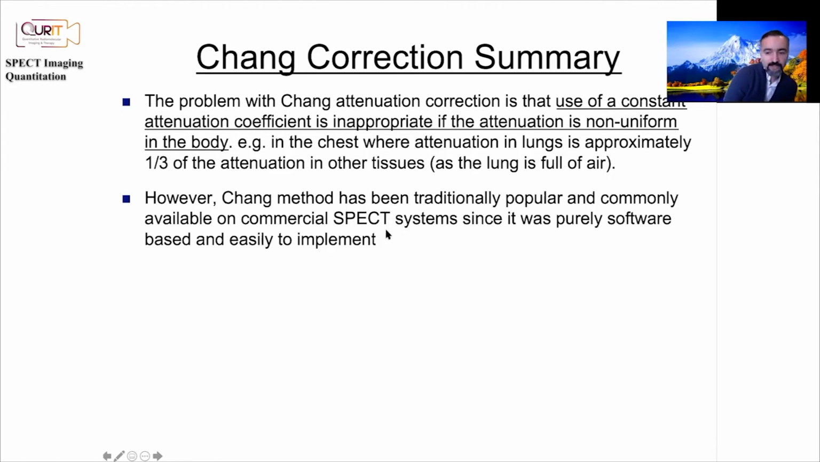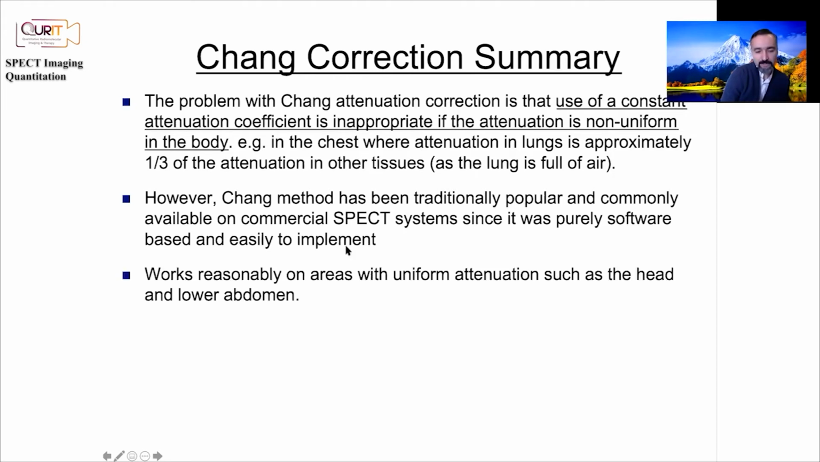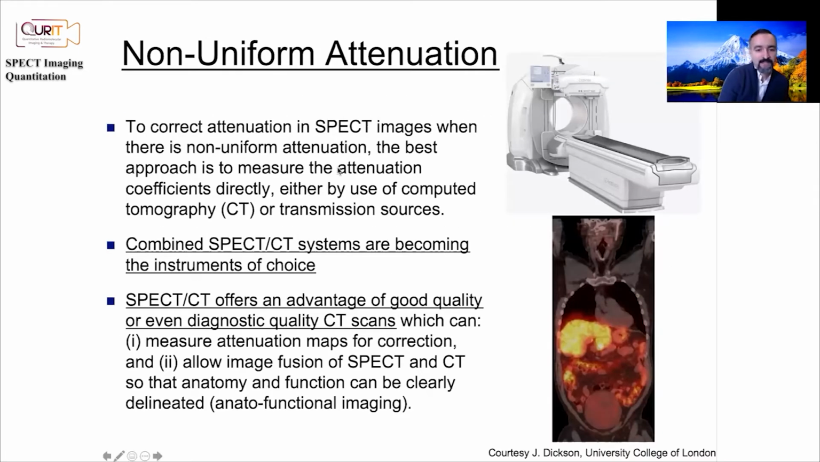However, it has been traditionally popular and commonly available on commercial SPECT systems, because it was purely software-based. It was easy to do. And it does work reasonably in areas where the uniform attenuation assumption is reasonable, like in the head and lower abdomen, but not so good along the chest or the pelvis. Now, let's move to more realistic situations where you do try to deal with non-uniform attenuation.